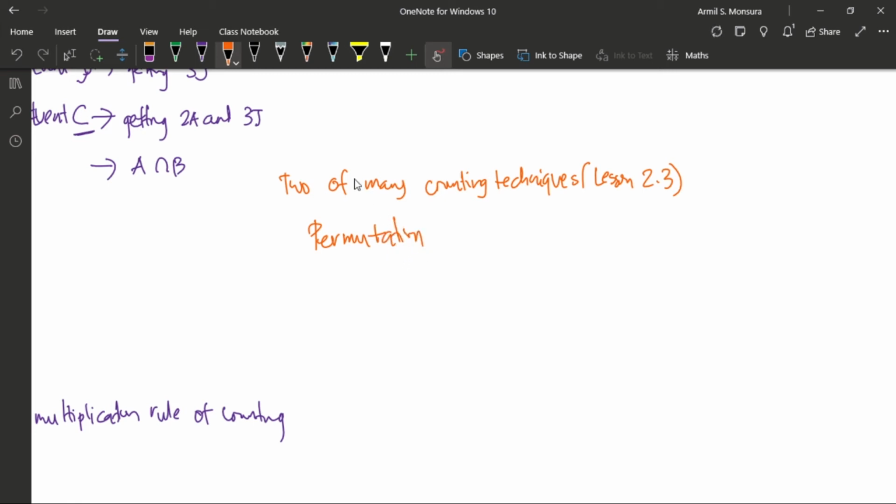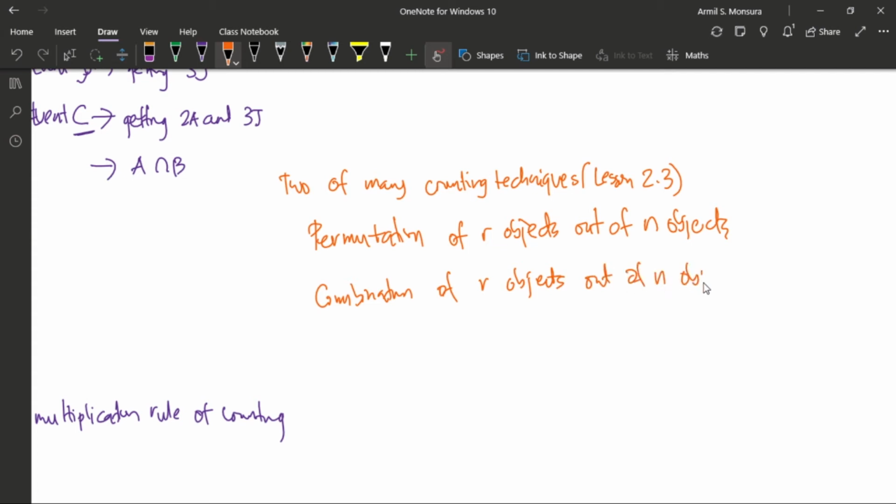Okay. Permutation of R objects out of N objects. Okay? And then, meron din kayo tinatawag na combination of R objects out of N objects. Okay. So, tapos yung permutation, maraming iba't ibang klase like circular permutation, cell-based permutation and so on.